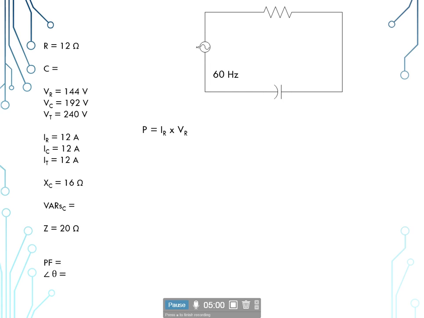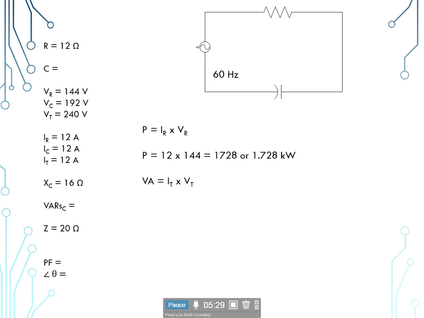So to get our true power, it would be the current at the resistance, so I sub R, times the voltage of the resistance, so I sub R times V sub R, will give us our 12 times our 144, which gives us 1.728 kW. That is the only one measured in wattage when we get into AC, just on the resistive part of the circuit.